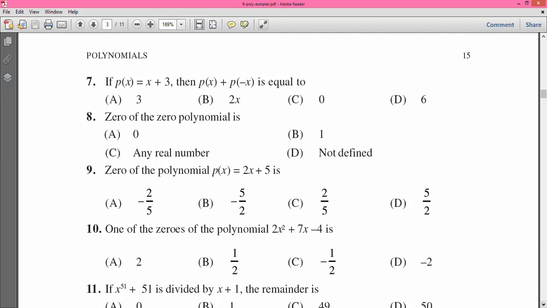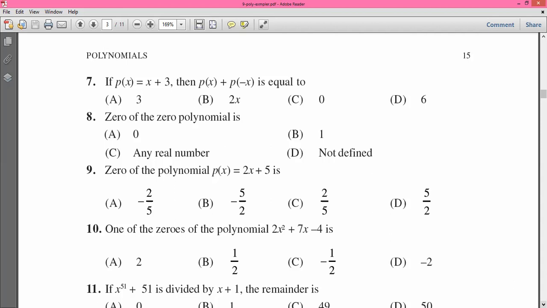Sir, 6. How did you get 6? Tell me. What is P of minus x? Minus x plus 3. Yeah. And when you add both, what will you get? 6. The minus x and plus x cancel, right? So 3 plus 3 becomes 6 only.